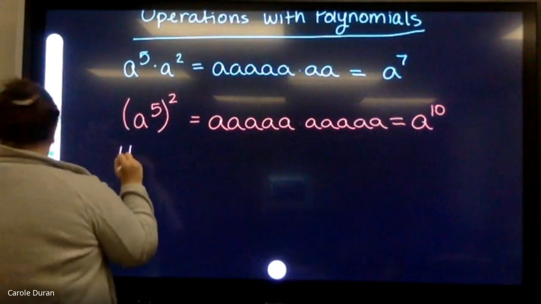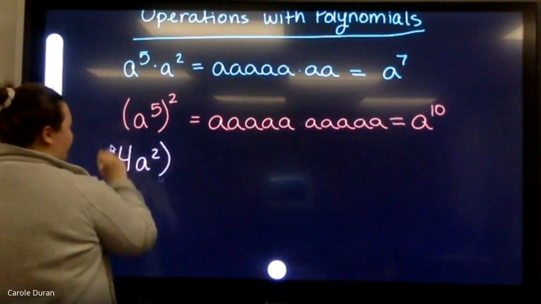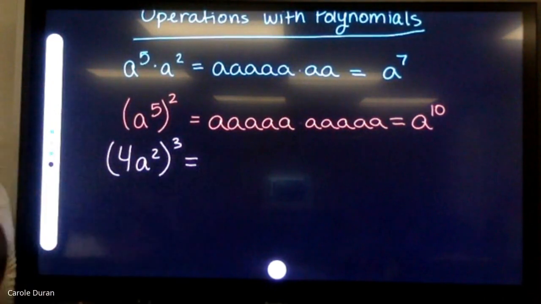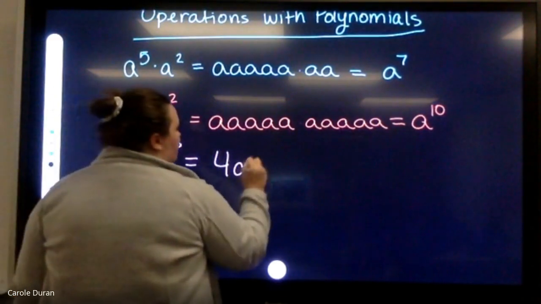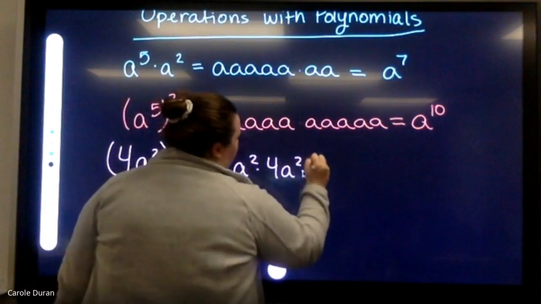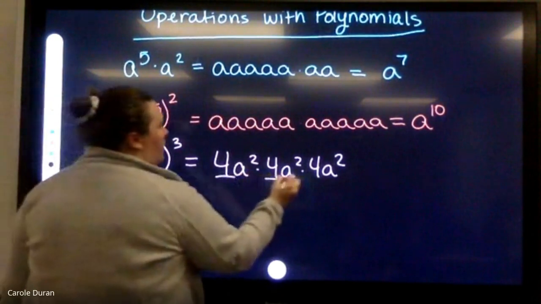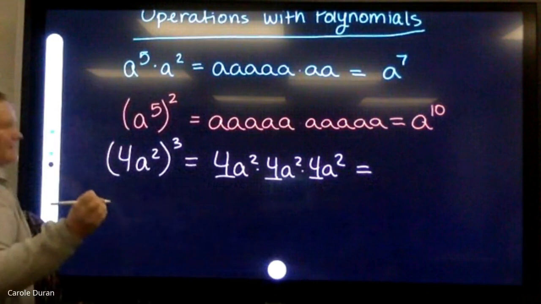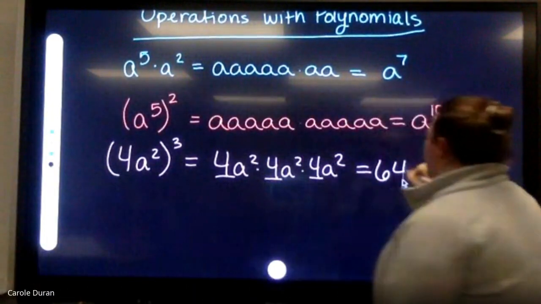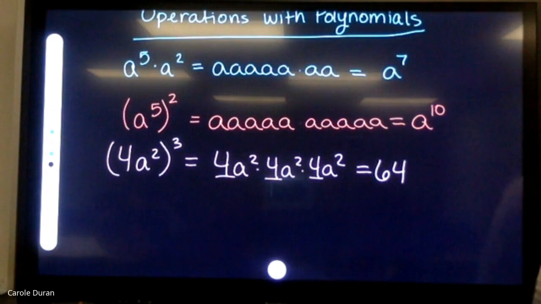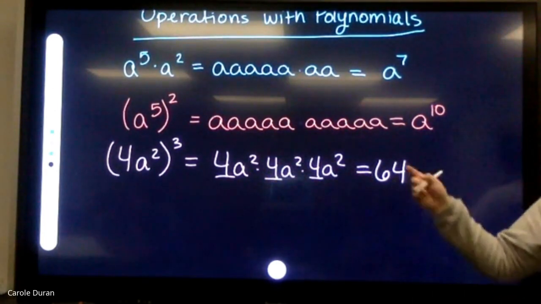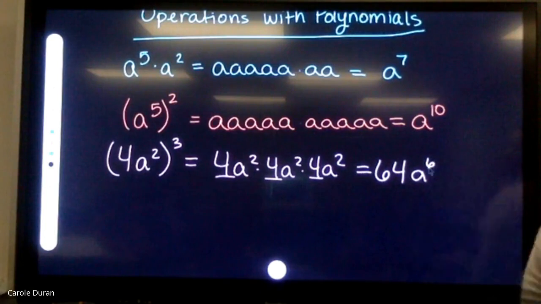So then what if I have 4a squared, cubed? That means I'm taking 4a squared and multiplying it by itself 3 times. So that's the same as 4a squared times 4a squared times 4a squared. I can multiply the individual pieces. So what's 4 times 4 times 4? 64. What's a squared times a squared times a squared? 6. I have 3 groups of 2. 3 and 2 make 6. So this is 64 a to the 6th.